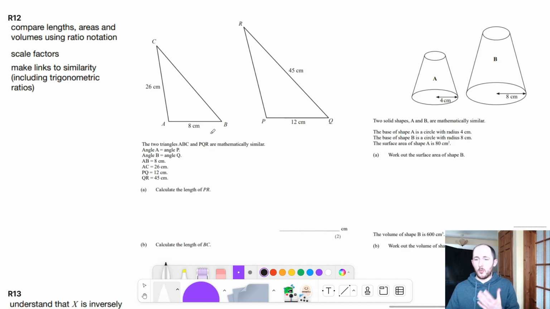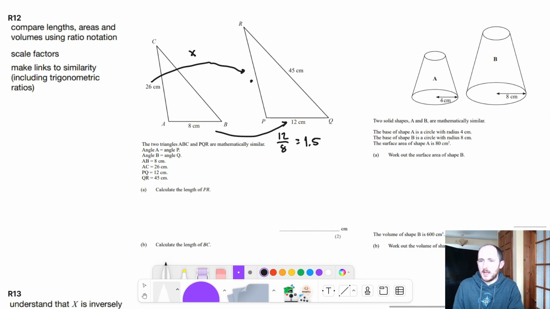What that means is all of the sides have been multiplied by the same number. So for example, to get from 8 to 12, they've been multiplied by something. To get from 26 to this blank side, they have something, and so on. Now it says calculate the length of PR, which is this length over here. To do that, we need to work out the scale factor. So what do I times 8 by to get to 12? To work that out, all I do is 12 divided by 8, which I believe is just 1.5. But again, this is a calculator question, so we're more than welcome to do that. But it is 1.5 in this instance. So to work out PR, I take the corresponding side and I also multiply it by 1.5, which should be 39 centimetres.